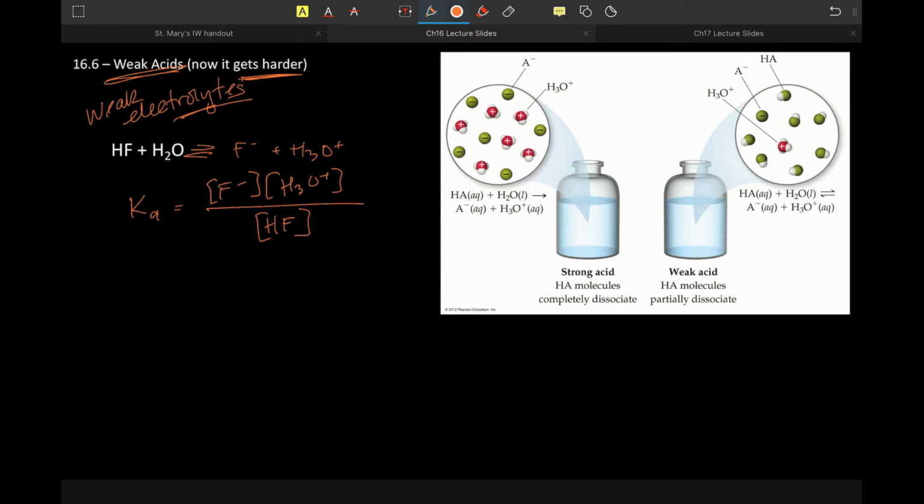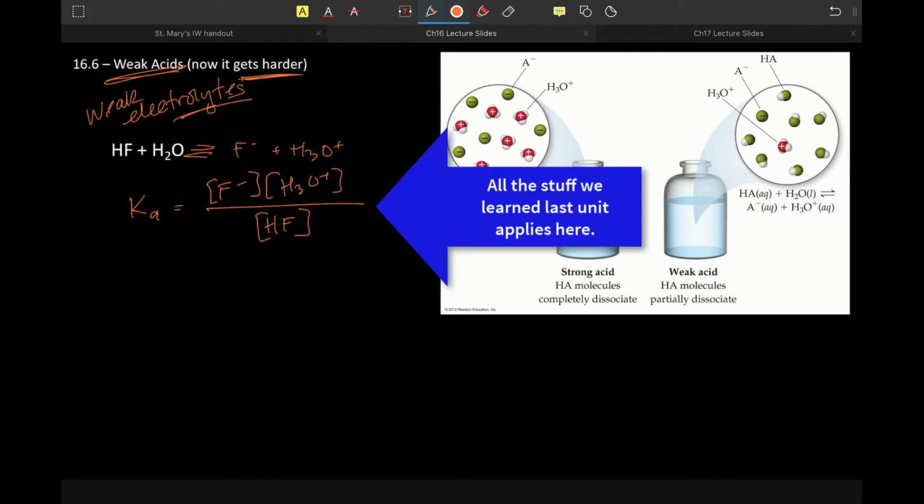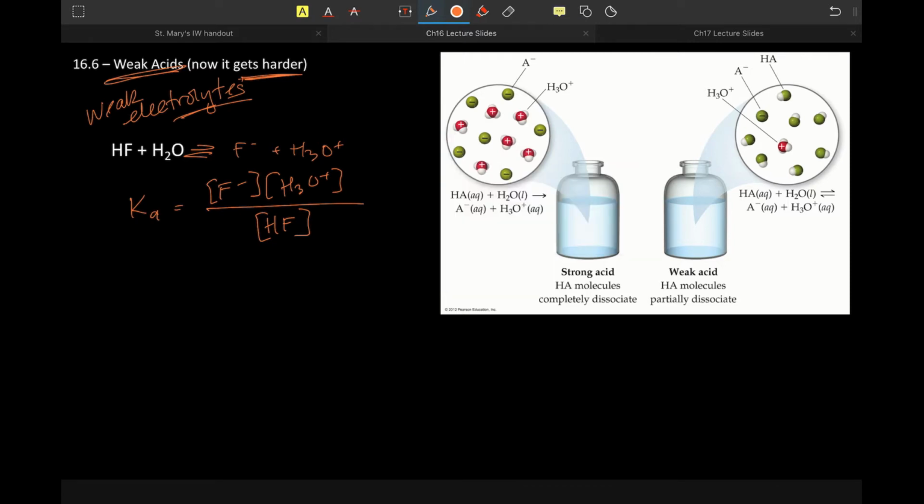So now we have that, and that is the acid dissociation expression. Same as last chapter, if you're just asked to write the Ka expression, that's all it's asking for. So we have our reaction and our K expression, and those concentrations, in terms of how much it dissociates, are governed by whatever my Ka value is.